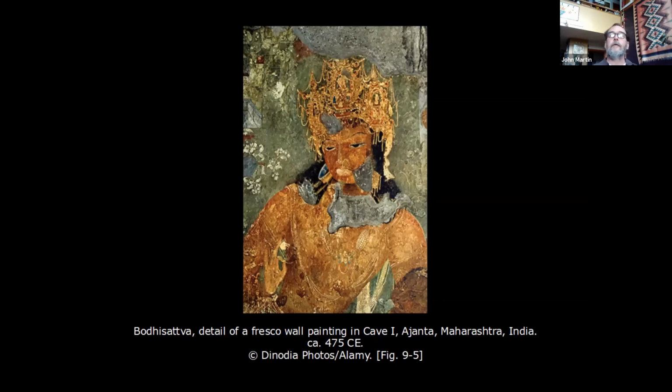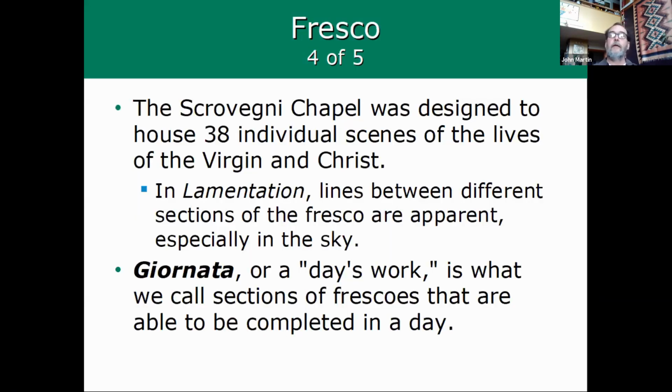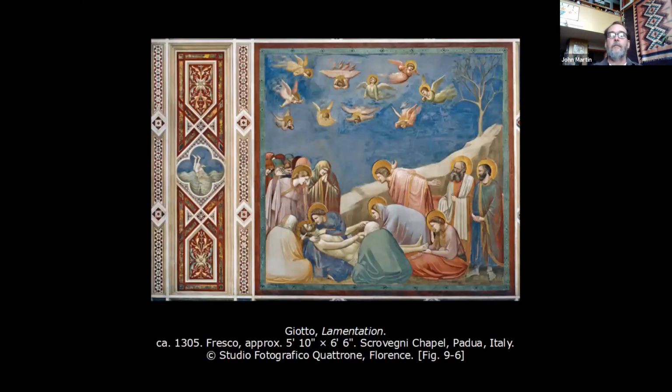The Scrovegni Chapel was designed to house 38 individual scenes of the lives of the Virgin and Christ. In Lamentation, lines between different sections of the fresco are apparent, especially in the sky. Giornata, or a day's work, is what we call sections of frescoes that are able to be completed in one day. This is a fresco by Giotto, the Lamentation scene.